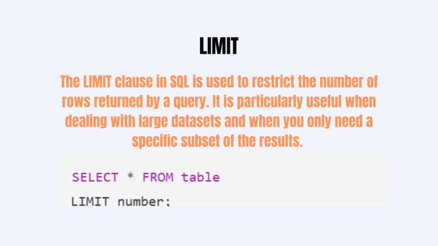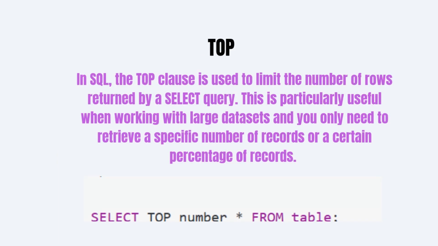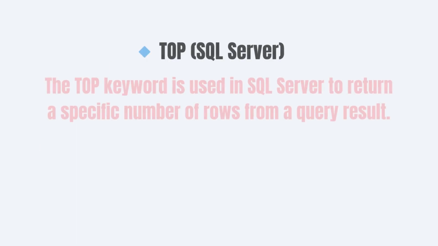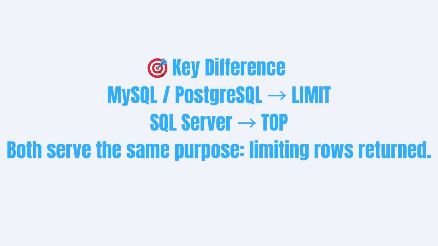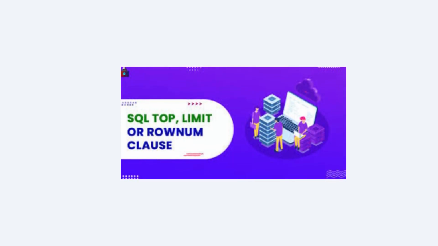LIMIT is mostly used in MySQL. Its definition: it is used to specify the maximum number of rows in a query result. The other one we have to see is TOP. TOP is an SQL keyword used in SQL Server to return a specific number of rows in a query result. LIMIT is used in MySQL to limit the number of rows returned. The key difference is that LIMIT is used in MySQL and TOP is used in SQL Server.